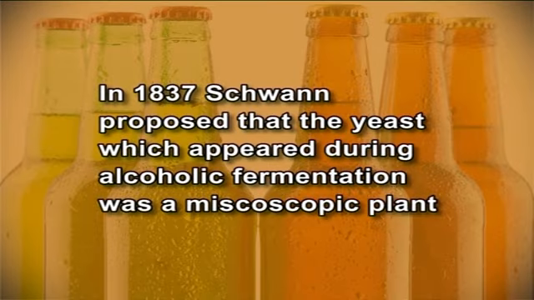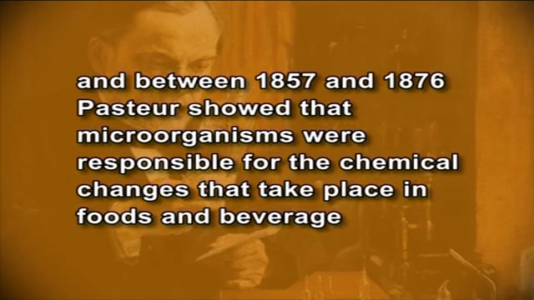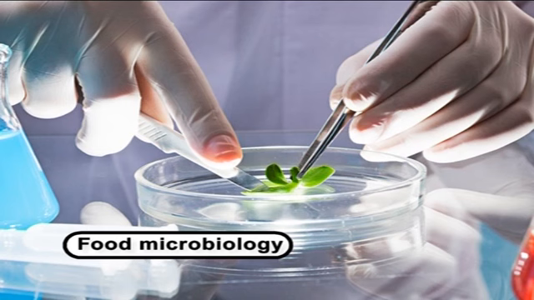In 1837, Schwann proposed that the yeast which appeared during alcoholic fermentation was a microscopic plant, and between 1857 and 1876, Pasteur showed that microorganisms were responsible for the chemical changes that take place in foods and beverages. Their observations laid the foundation for the development of food microbiology as we know it today.